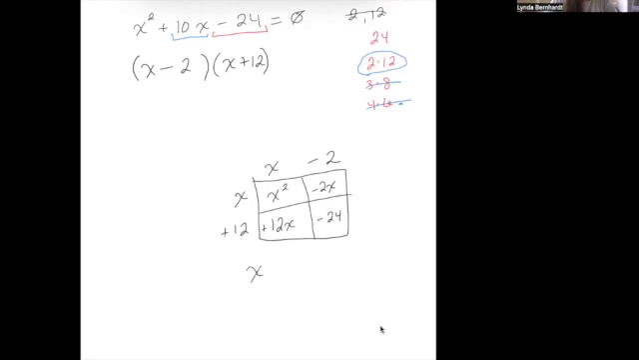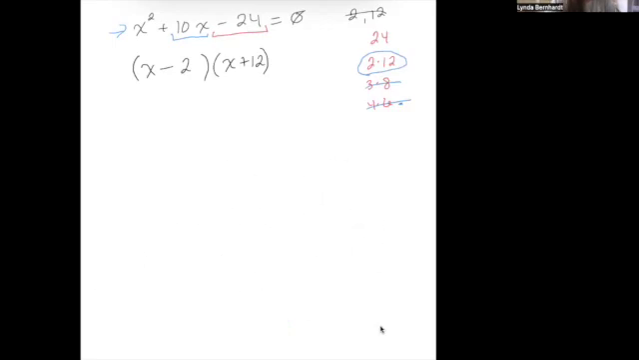We then write them out: x squared minus 2x plus 12x minus 24. We combine like terms: x squared plus 10x minus 24. So this matches our first one, which means these are definitely what we need. Now, once we have that part, we just have to do the rest. So now we have x minus 2 equals 0, x plus 12 equals 0, and we solve for x.